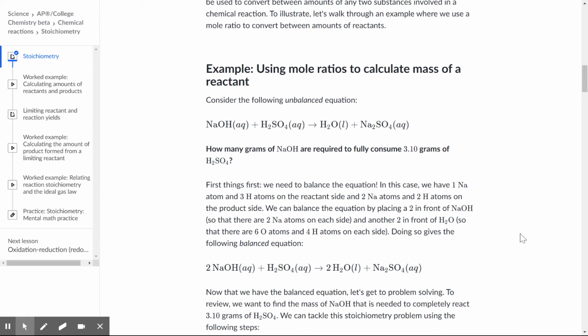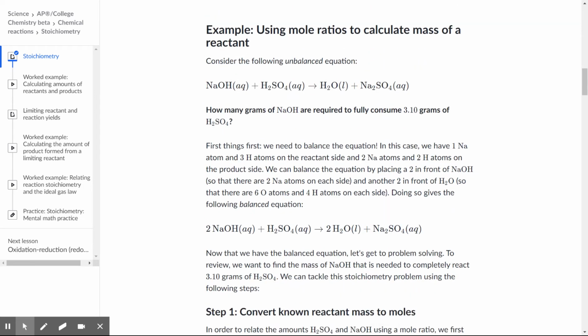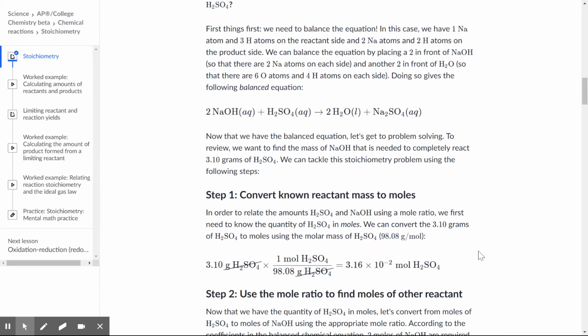Stoichiometry is essentially balancing an equation and then figuring out how much I need to weigh out of each one of them. Because this balanced equation here is telling me the mole ratio, telling me I need two of these and one of these to produce two water and one of these. So let's say that I have 3.10 grams of one of the substances.